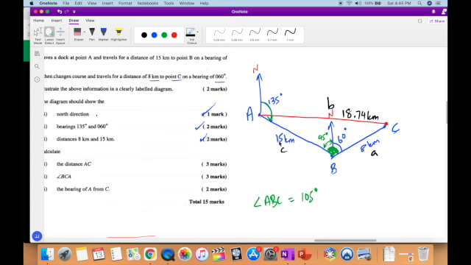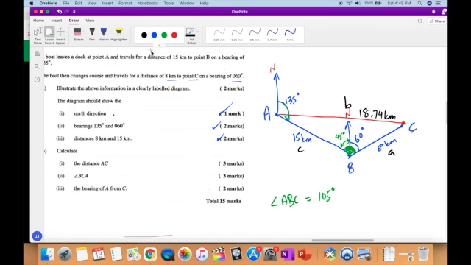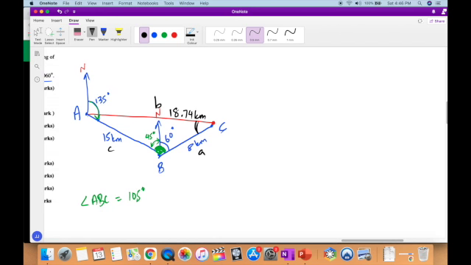So now we know all of the sides of the triangle. What we want to find now is the angle BCA, this angle over here. How are we going to find the angle C? I have the side C, I have the angle B, which is 105, and I have the side B. So let's just use the sine rule. B over sine B is equal to C over sine C.